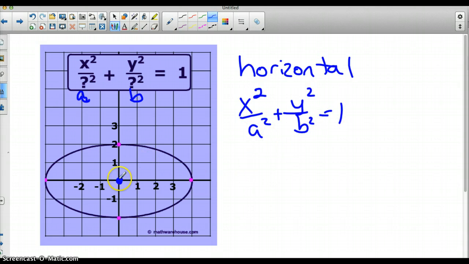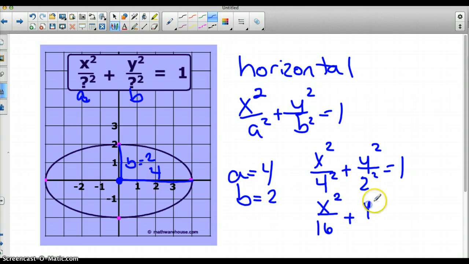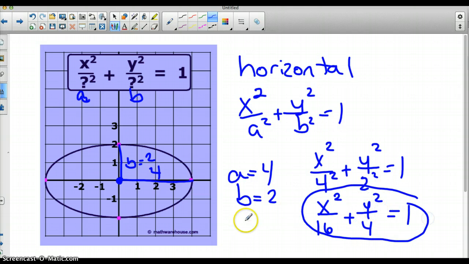So we have to find the length of a. We go from the center out to the vertex, which is going to be 4. So in this case, a equals 4. Here, b would equal 2. So we have b equals 2, and then substitute those into your equation: x squared over 4 squared plus y squared over 2 squared equals 1, or x squared over 16 plus y squared over 4 equals 1. And those are your numbers.